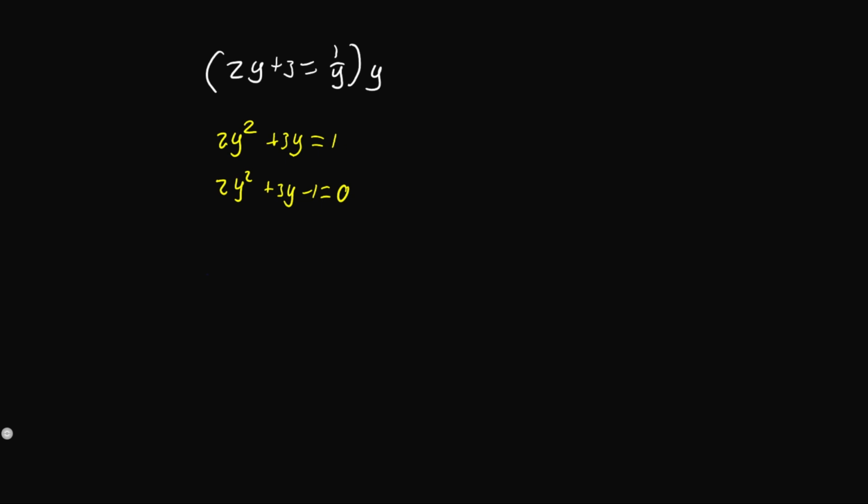Now we're going to get y by itself, which is y is equal to minus 3 plus or minus root 9 plus 8 over 4, which will give us negative 3 plus or minus root 17 over 4.